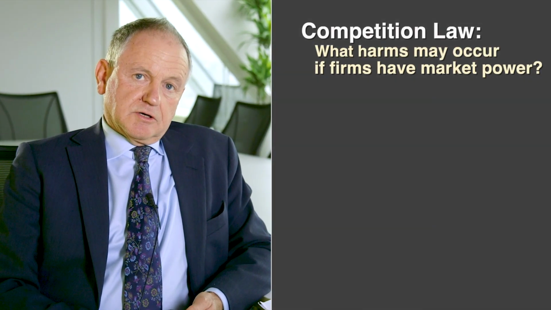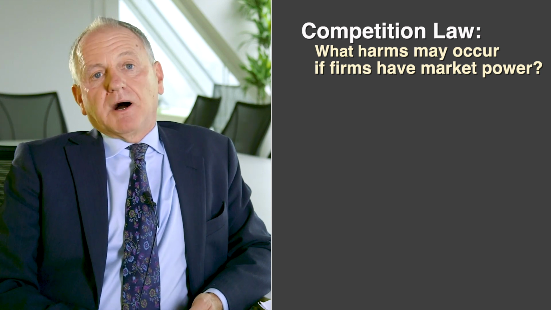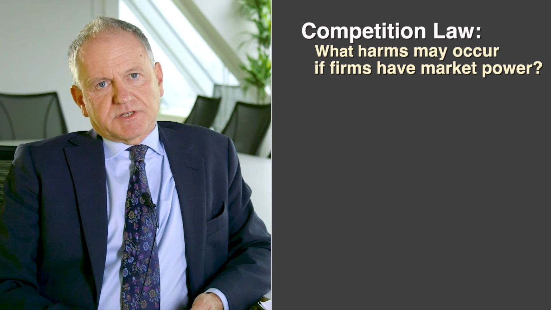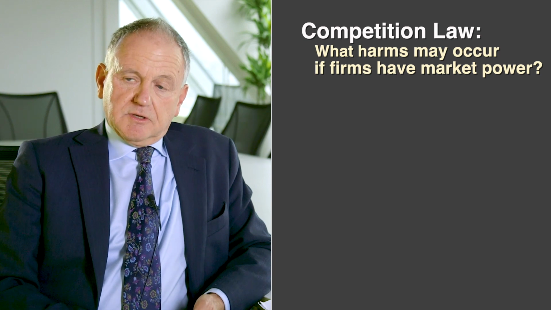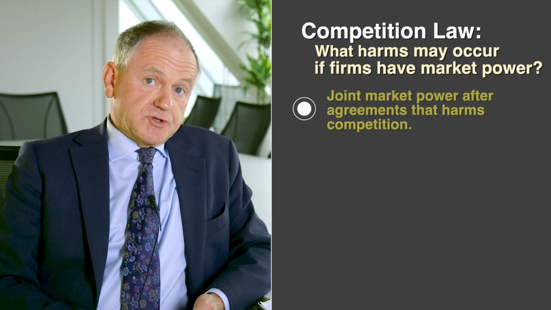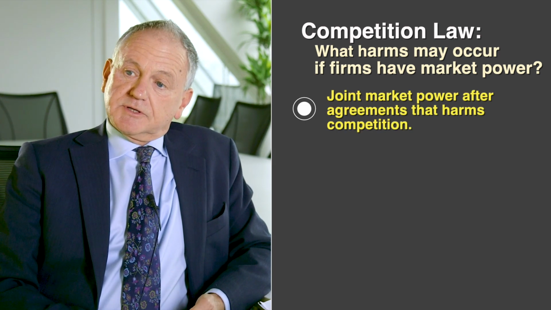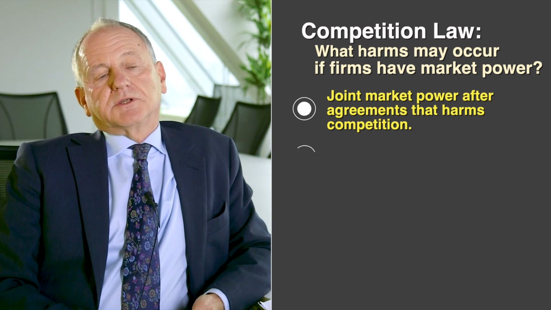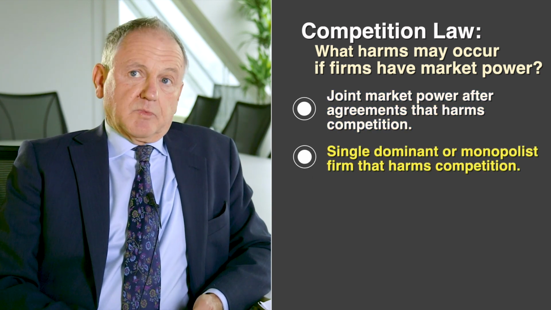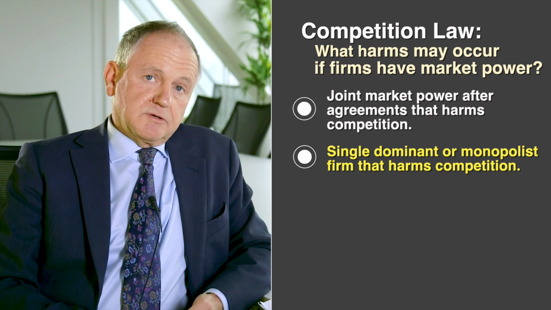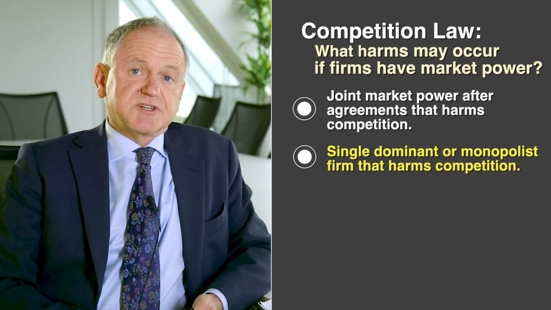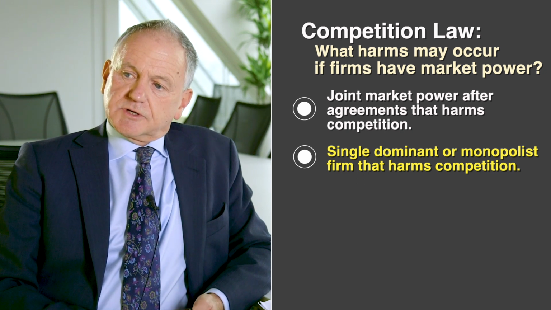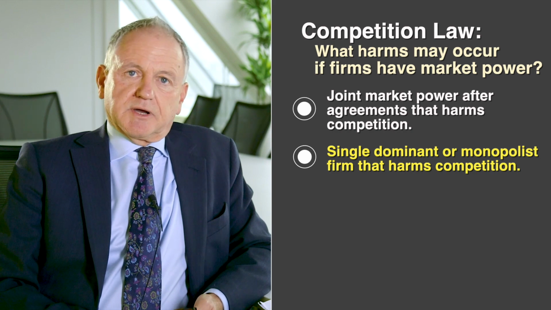Competition law is primarily concerned with the question of whether harms may occur if a firm has or may have market power. And we look at this from various different perspectives. First of all, let's imagine that two or more firms enter into an agreement with one another. Will the fact of entering into that agreement give them joint market power? And might that be a problem in terms of competitive harm? Or we might look at the conduct of an individual firm. And we might think that a firm has so much market power that it's a monopolist. Or if not an actual monopolist, maybe it's dominant, or maybe it has substantial market power, so much so that we're concerned about the possible abuse of the market power that it has.